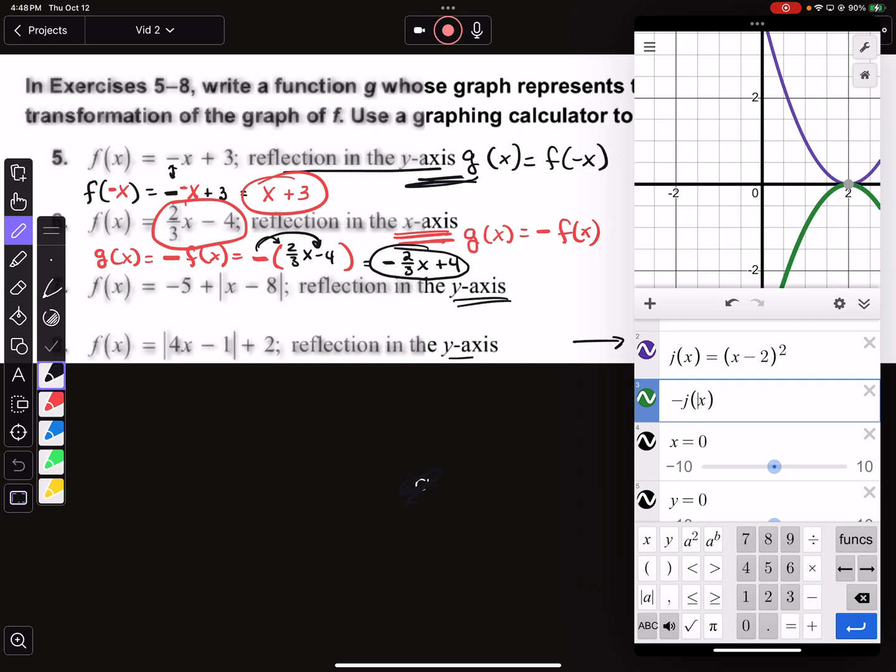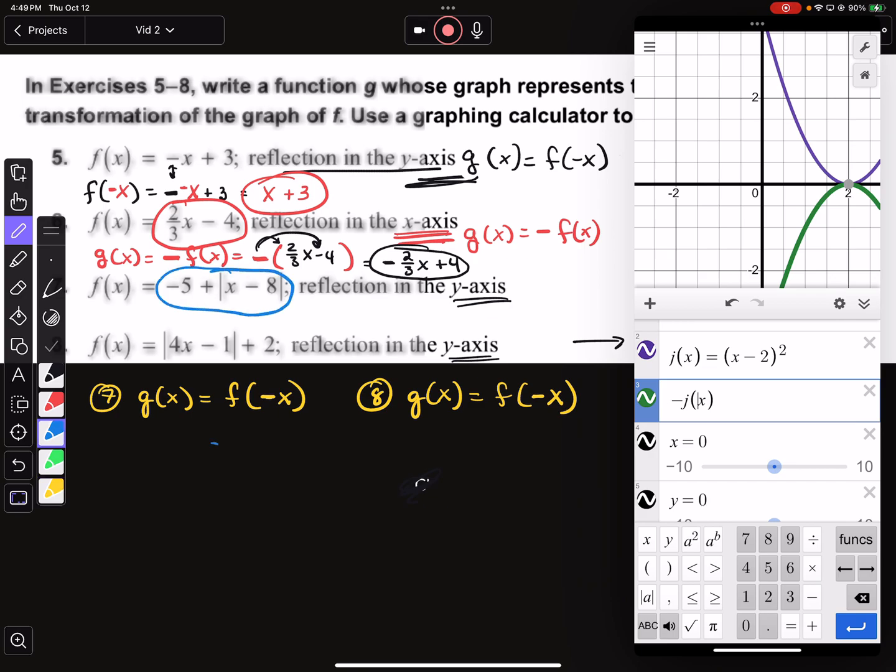Our last two are flips over the y-axis, so they're both the same notation, right? This is 7 g of x. I'm flipping over the y-axis, so that means I go inside with the negative. And number 8, I'm flipping over the y-axis. Notice I don't change my notation at all, because that's the feature that makes it flip. Okay, and now I just have to use the particulars of my problem. What function are you flipping? Well, I'm taking a negative 5 plus the absolute value of, here comes that replacement with a negative x, and minus 8, and I'm done.